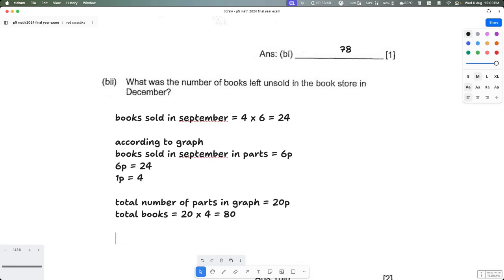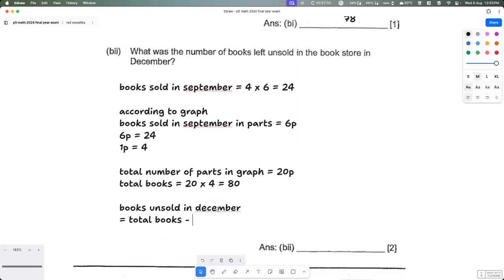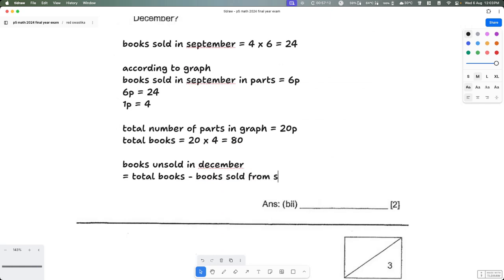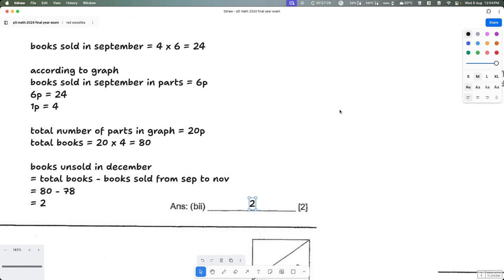So in this case, books unsold in December is equal to total books minus this 78, books sold from September to November. Total books is 80 minus 78, which is equal to 2. And the answer to this is 2. Okay, there you go. All right, let's move on to the next question.